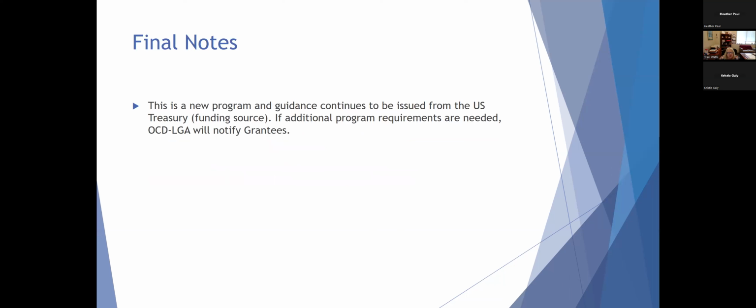So just a final note, this is being funded with funds that are coming from the U.S. Treasury. It is a new program, and Treasury regularly updates guidance. So if, as we move through this process, any additional program requirements are needed, we will notify the grantees at that time.